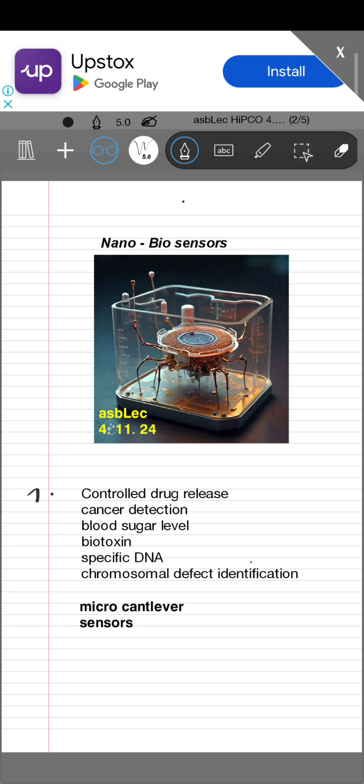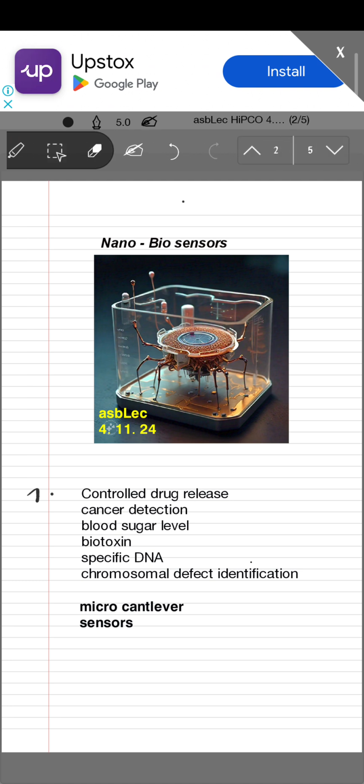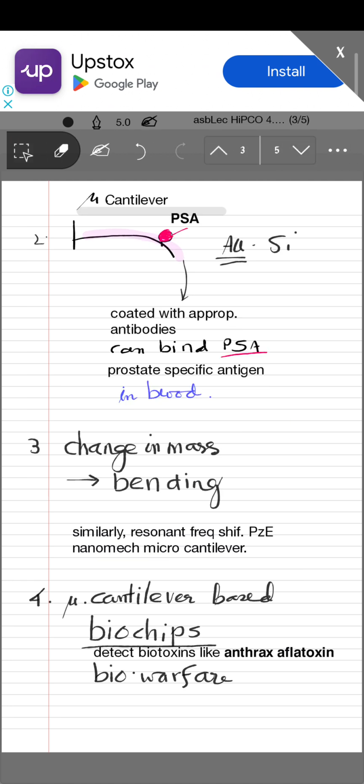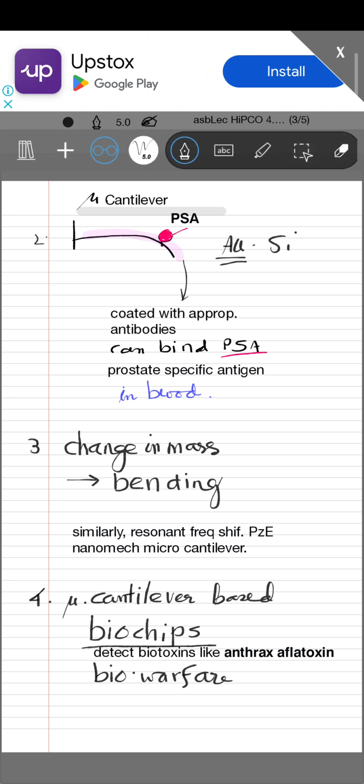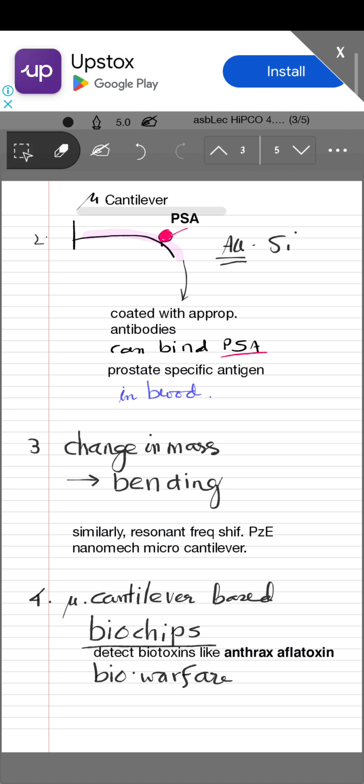Now, one of the most common nanobiosensors is in the shape of a cantilever. Like this, this is a cantilever, and its shape is also, we can say, in the micro regime, but it actually captures cancerous cells which are in the nano regime.